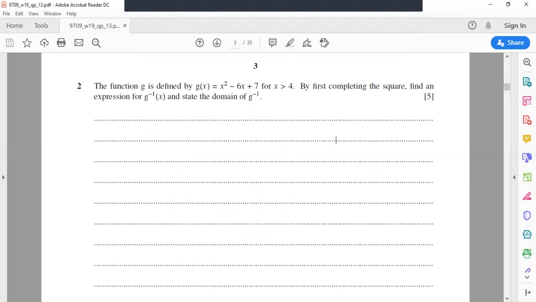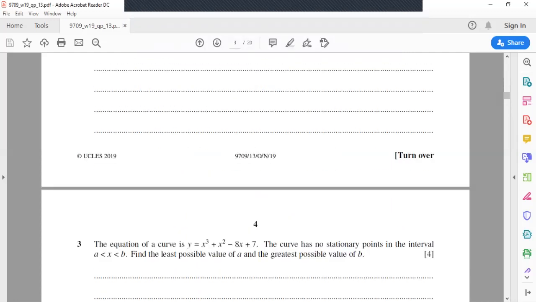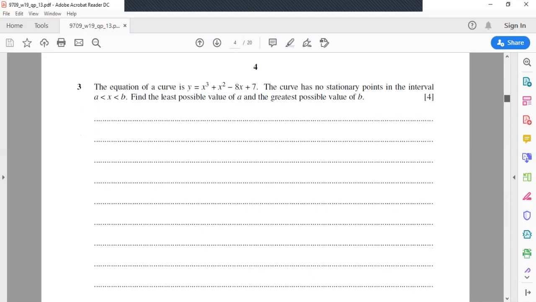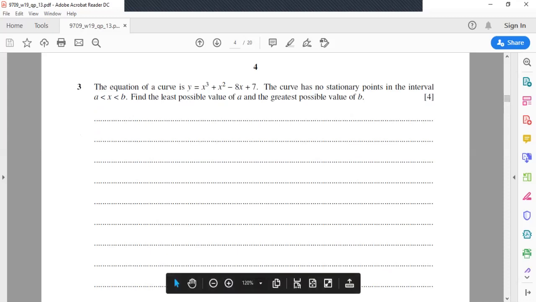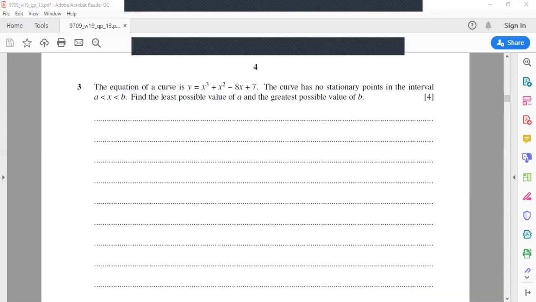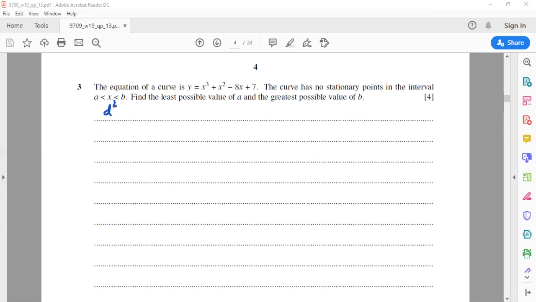And it says, okay, the equation of the curve is this: the curve doesn't have a stationary point. So as far as we know, for the stationary point, we know dy by dx must be equal to 0. But since it says it doesn't have a stationary point, dy by dx will not be equal to 0. So it's going to create an inequality.